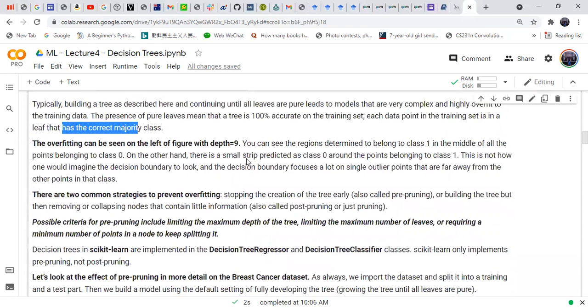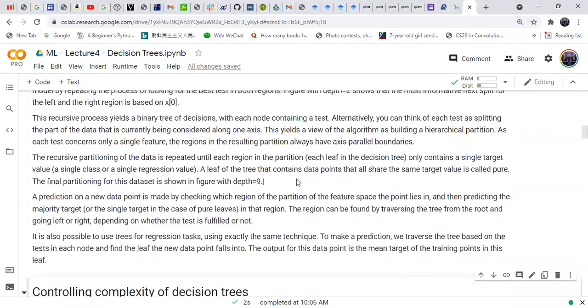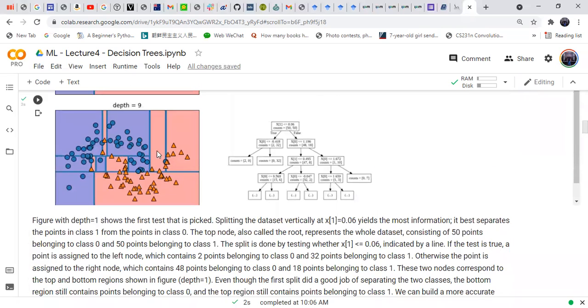This leads to overfitting. Overfitting can be seen on the left of the figure with depth equal to 9, where there is a region that is going to fit only a single point, but this point may be a noisy point. This blue point may be the noisy point.